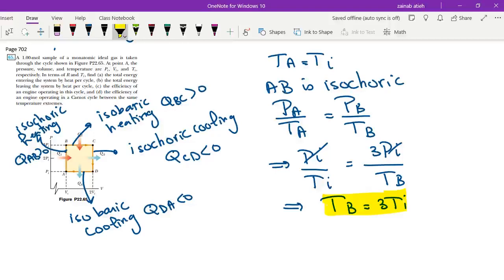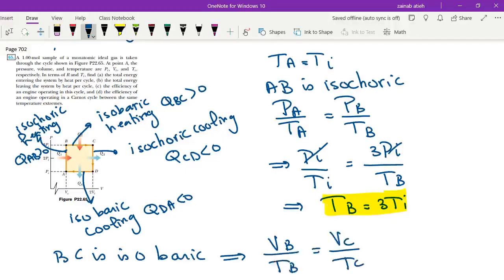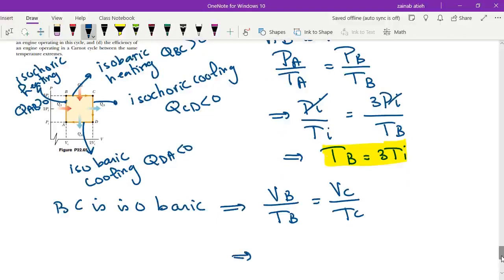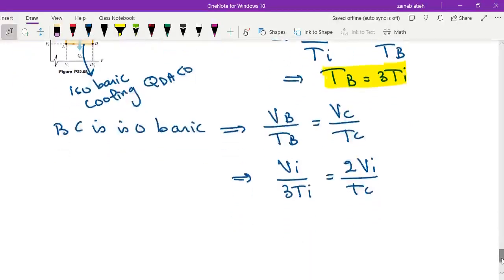Now, I will try to use BC to find the temperature at C. So BC is isobaric. I'm going to use Charles method. So it gives me VB over TB equals VC over TC. VB from the graph is VI. TB was found already to be 3TI. VC from the graph is 2VI over TC, which I'm searching for. So this implies, for sure VI with VI is cancelled, that TC is equal to 6TI, and this is TC.